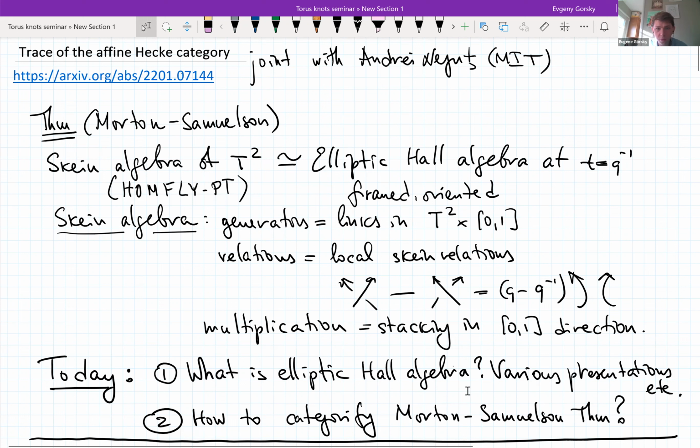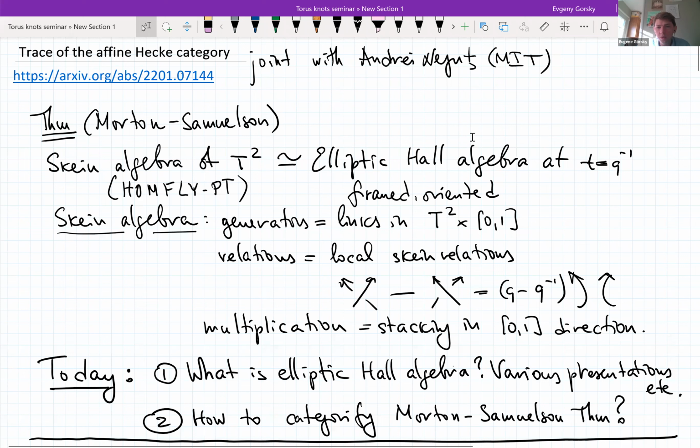Then the main goal of this paper and of this talk is to categorify this theorem of Morton and Samuelson, or at least show a direction how this could be categorified. The possible categorification of the skein algebra is the trace of the affine Hecke category that I will define later in the talk. There is an affine Hecke category related to affine Soergel bimodules, and then you take this trace construction that we heard in Ina's talk, and I'll try to outline what this means. That would be a model for categorification of the left-hand side.